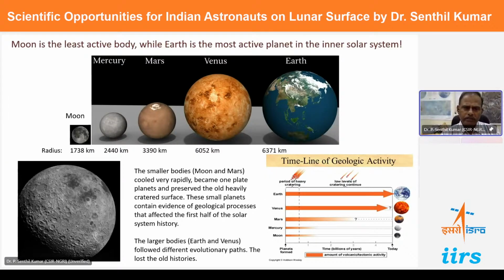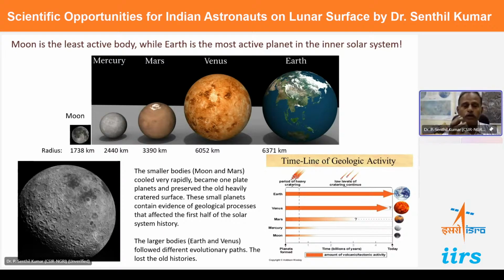So if you look at our inner solar system planets, the moon is the smallest body, right? The Earth is the largest one. If you look at the geological activity, Earth is a very active planet in the inner solar system because of its huge size. So the internal heat engine is very active, and the surface is also very young. On the other hand, the moon is a very small body, so it lost all its heat very early. So the surface froze very long ago.